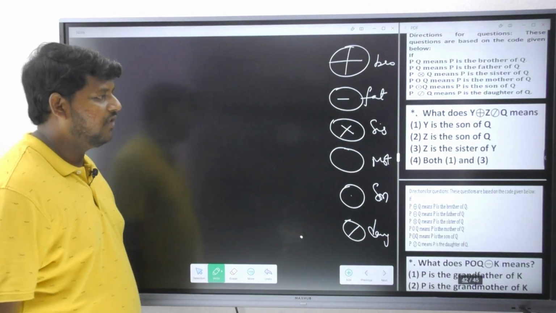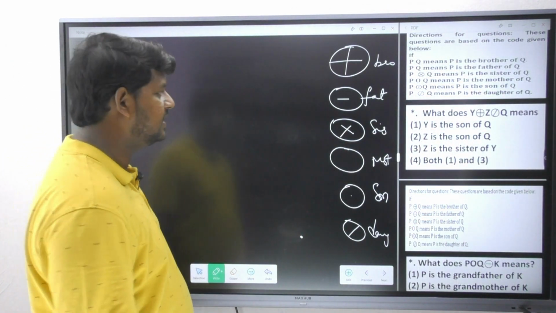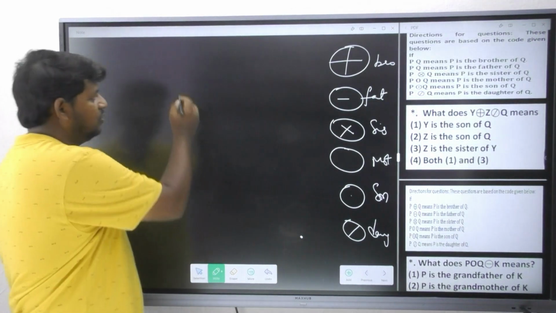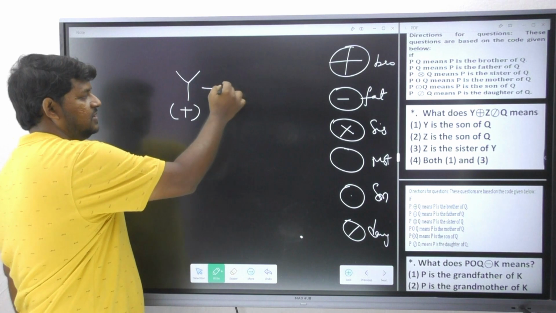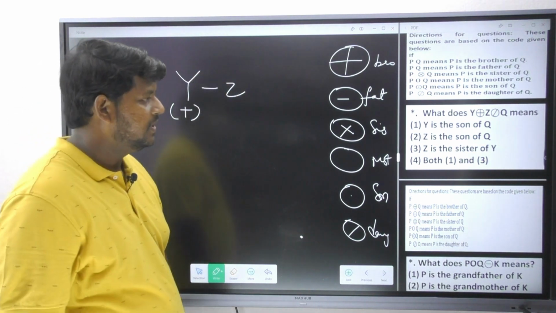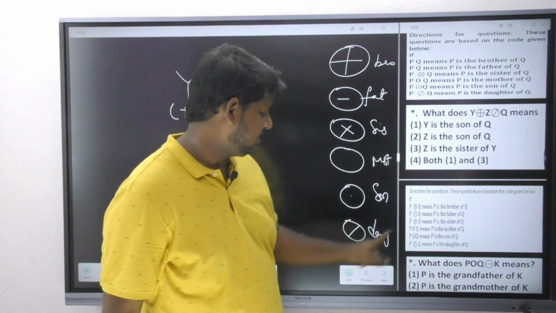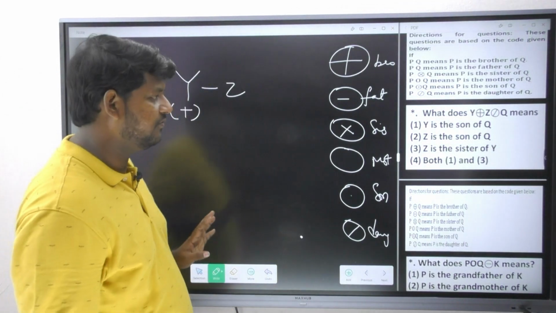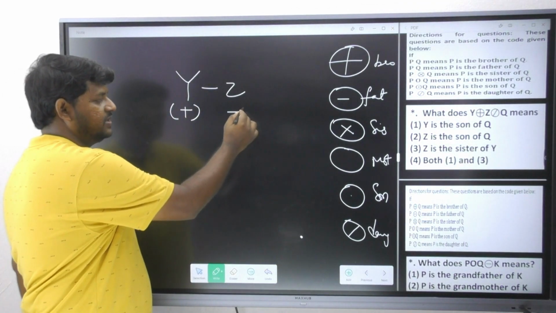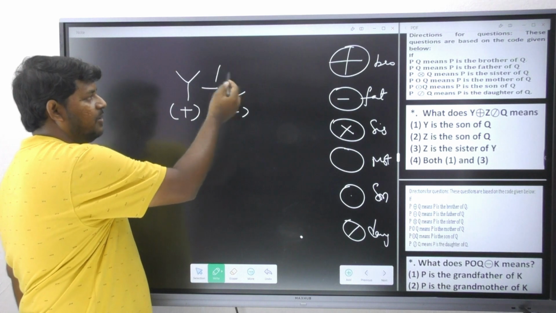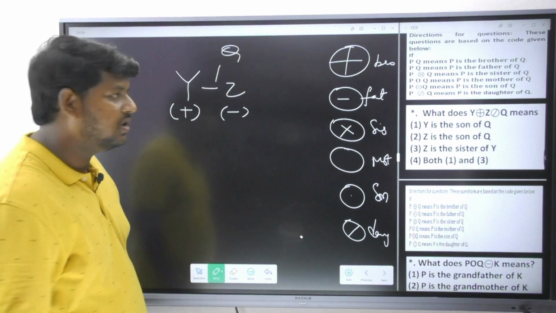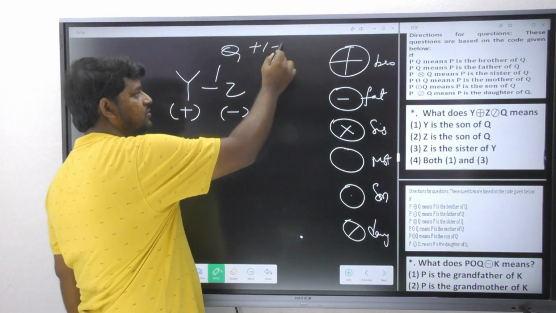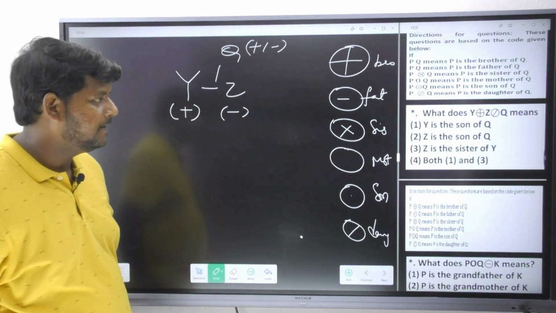What does y plus z? Plus is nothing but what here? Brother. So y is the brother of z. Z slash is nothing but daughter of q. So Z became female and they both became children of whom here? Q here. But you do not know what is the gender of Q. So apply this symbol. Next one.